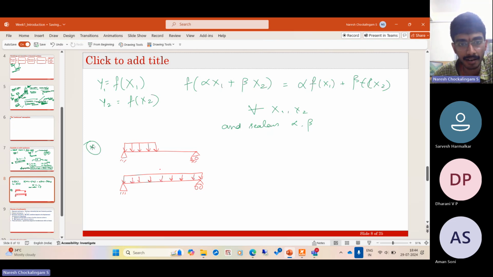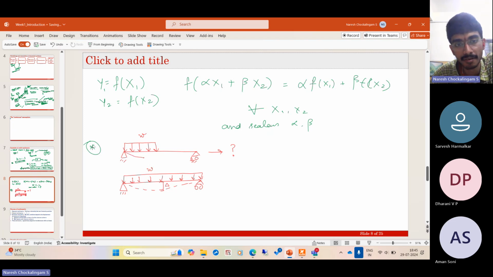Let us call this load W. Now here the W is distributed throughout the beam. Here it is distributed only over half the span. Now suppose I give you the mid-span deflection due to this W, so suppose this results in a mid-span deflection of delta, right? Now, can you find what will be the midspan deflection in this case?